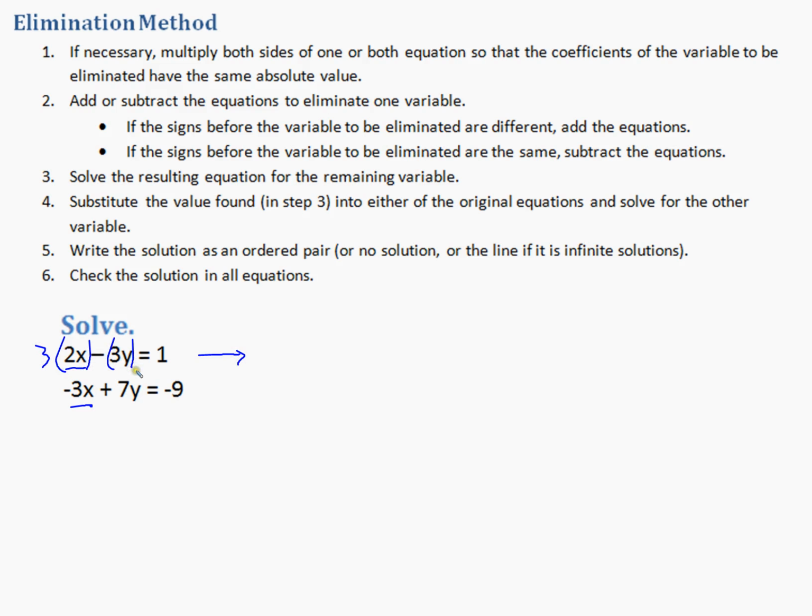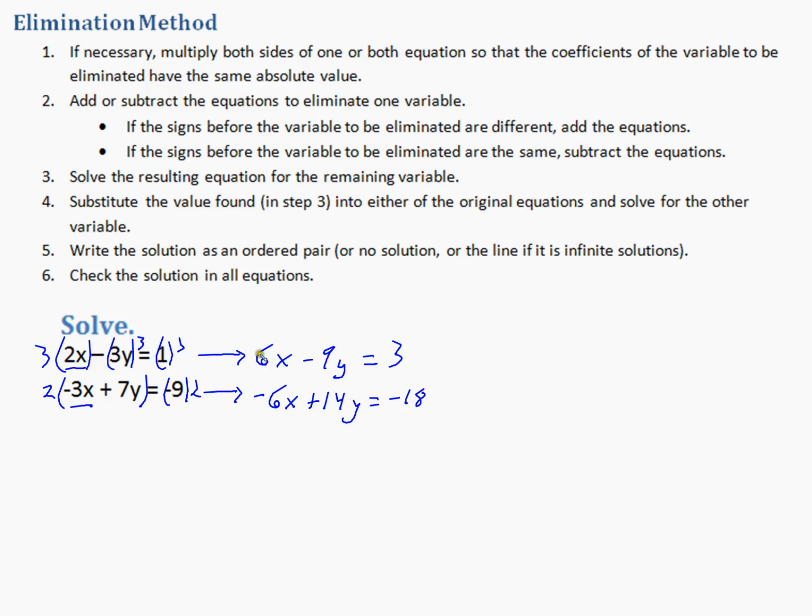And that's like multiplying each term by 3. You could think of it that way. Or we could multiply the whole side by 3. So on the top, we get 6x minus 9y is equal to 3. On the bottom, we want to get this negative 3 to have a 6. And having negative 6 would be fine. So how do we get that? Well, we would multiply the whole thing by 2, both sides by 2. That gives us negative 6x plus 14y is equal to negative 18.